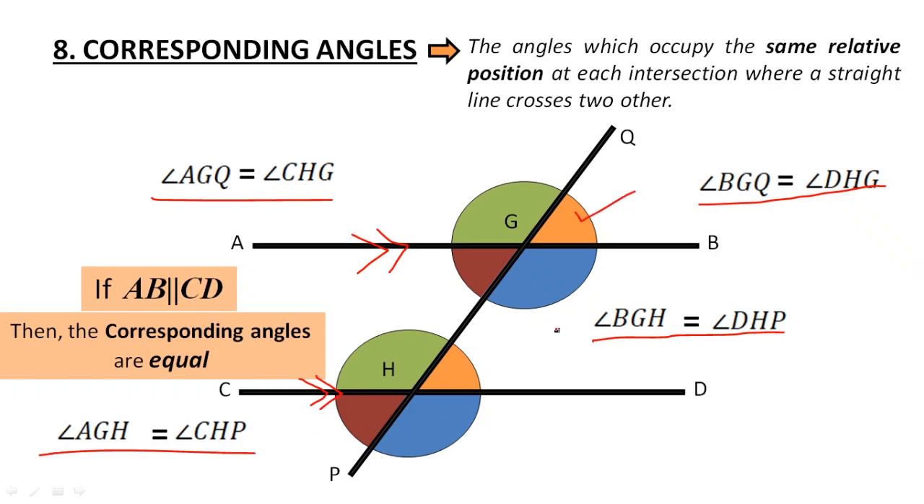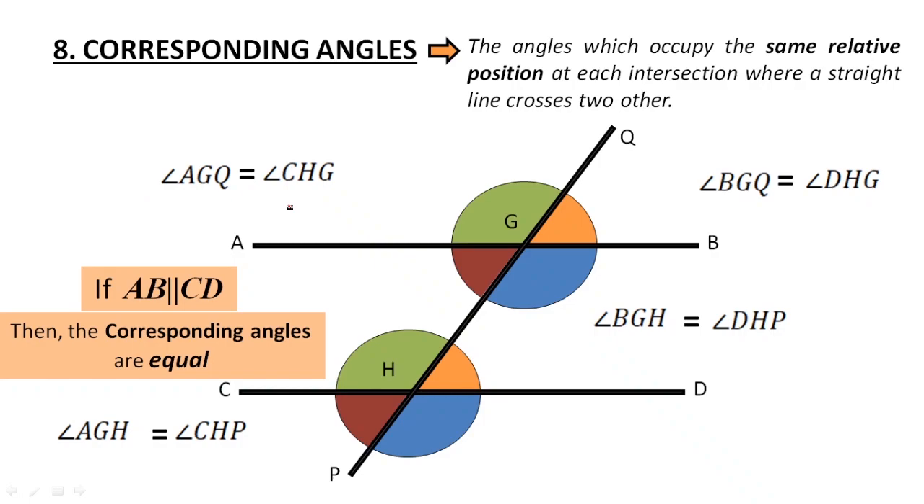So I have colored them with the same colors. That means they are equal. These two are equal. So when it is parallel, then the corresponding angles will be equal. So this is very important that we must remember.